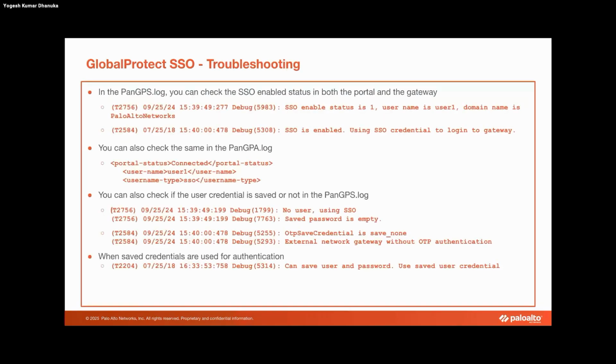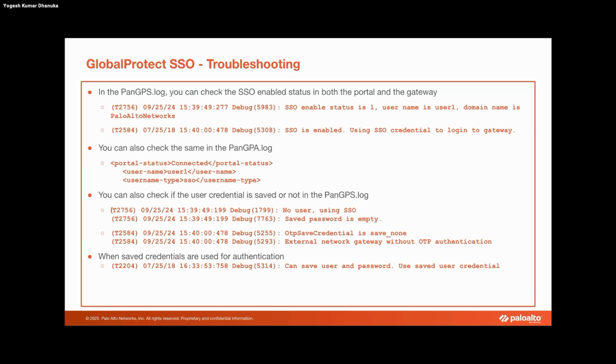In terms of troubleshooting, we know that we can check the box or uncheck the box on the app settings, but how do you identify if SSO is enabled on the GP client itself? In the PAN GPS logs, all these are in debug format, which is the default logging level of the GP. So if you generate the GP log bundle, look into the PAN GPS log, and search for SSO, you would see if SSO is enabled or not.